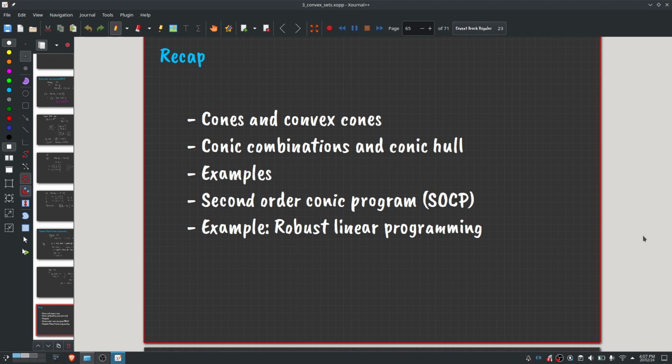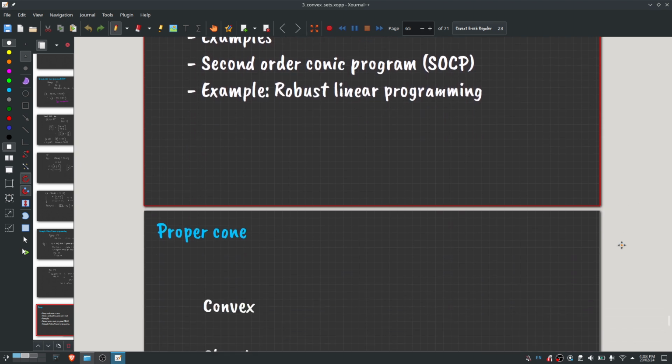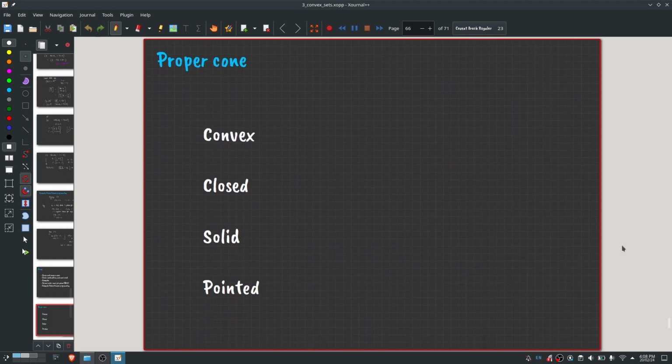Okay, and we saw an example of where conic programs come up. We saw what second order conic programs are, and we saw that robust linear programming can be posed as a second order conic program. So we'll continue our discussion of cones in this class. In fact, we'll restrict ourselves to a specific class of cones, and we'll see that they have some pretty nice properties. I'll define a proper cone as any cone which satisfies these four properties.